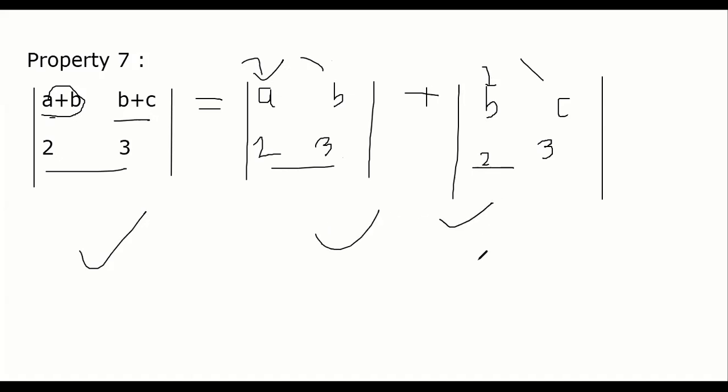Is it clear what I said? See the first row elements. We have split them. You split the first row elements into two determinants to get the value. Here is an example, think about it. I'll give you a very simple example to do this.